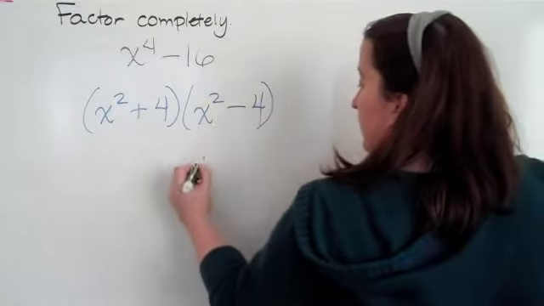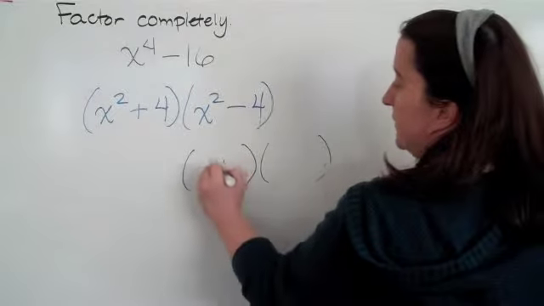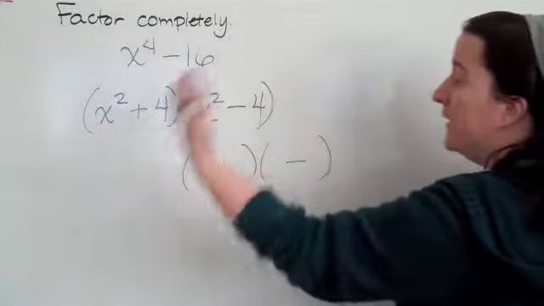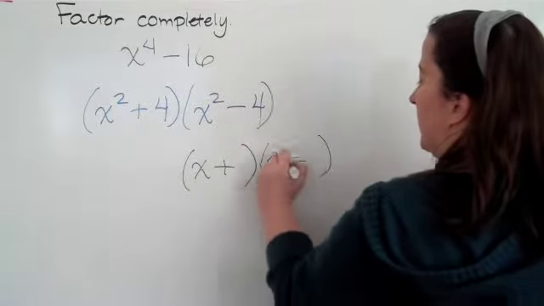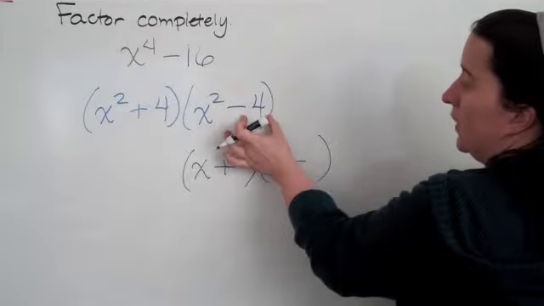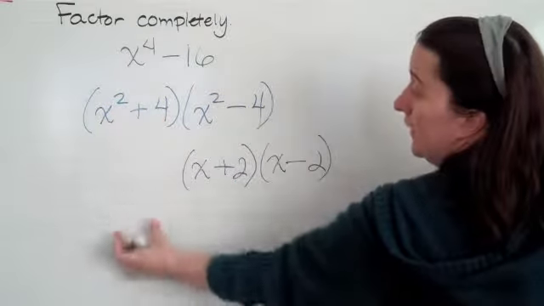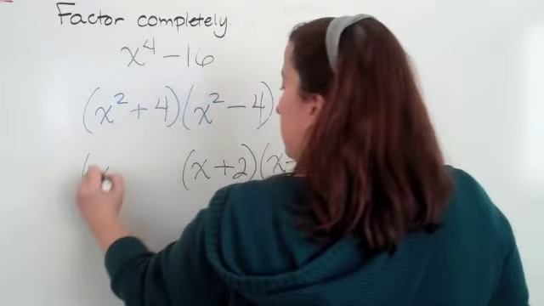So I do 2 parentheses. 1 parenthesis gets a plus, 1 gets a minus, and I've got to think of these 2 x's. I have to separate them into the 2 piles. So an x and an x. And 4 is 2 times 2. So a 2 goes in here and a 2 goes here. Don't forget, you still had this factor to start with. So just bring it down to your answer.